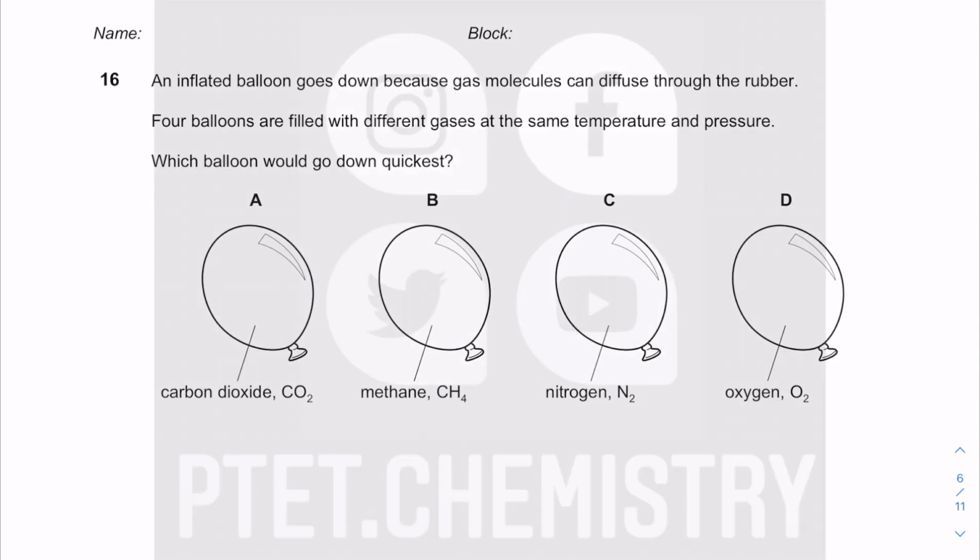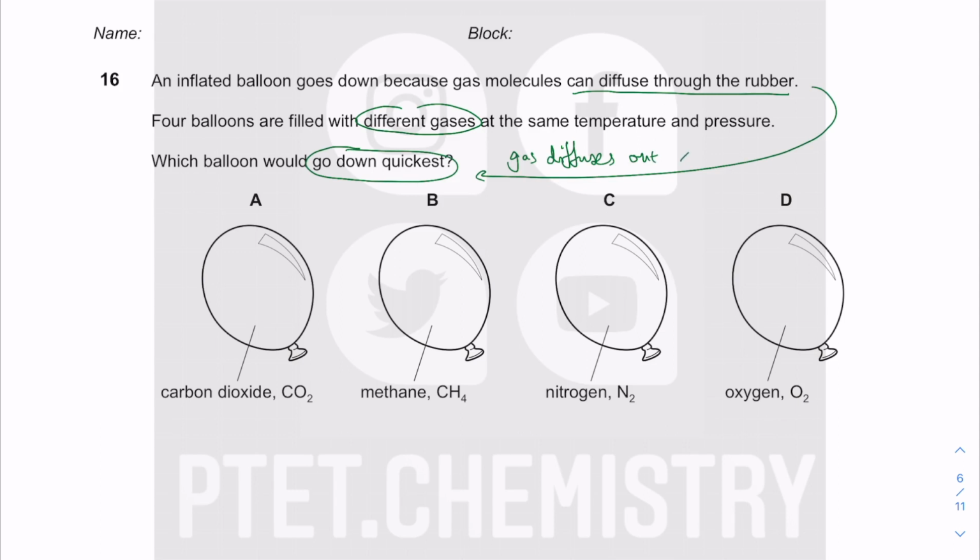Question 16. An inflated balloon goes down because gas molecules can diffuse through the rubber. We think of it as the gas escaping, but how do they escape? They diffuse out of the balloon. So 4 balloons are filled with different gases. Which balloon would go down the quickest? Going down the quickest means the gas diffuses out the fastest.